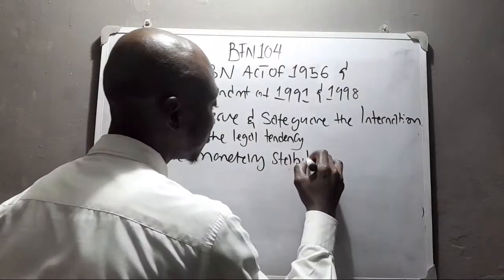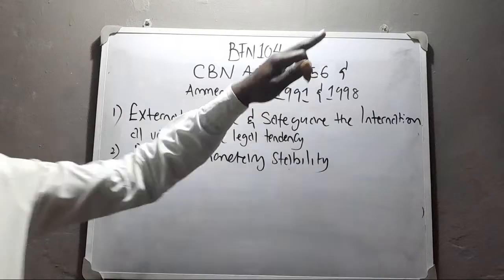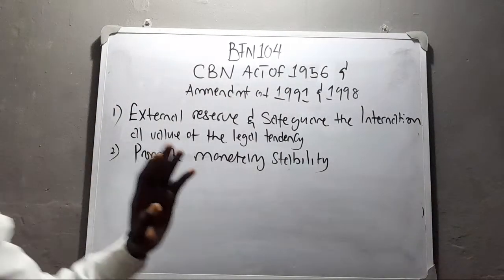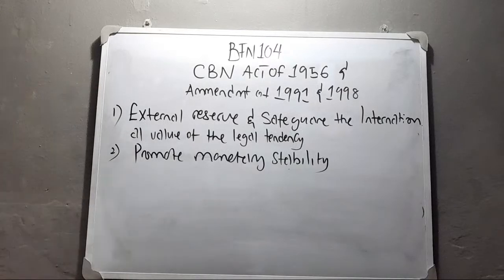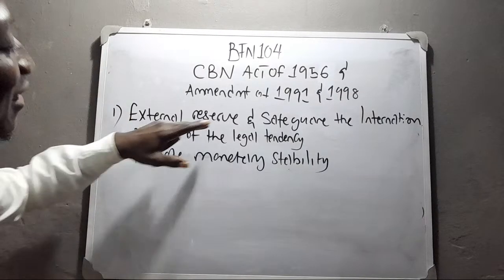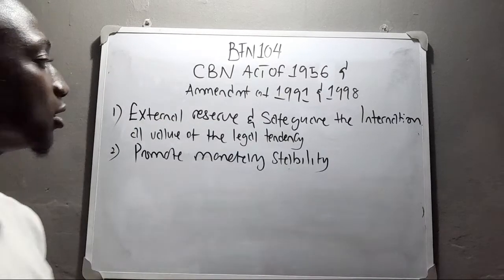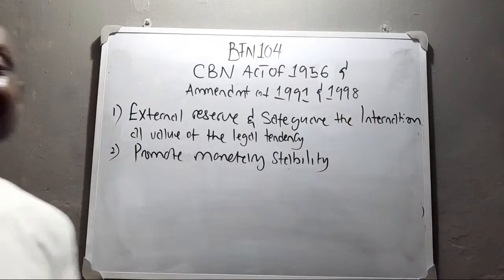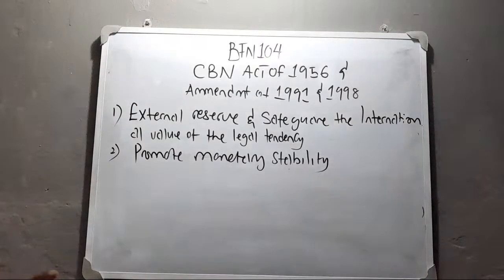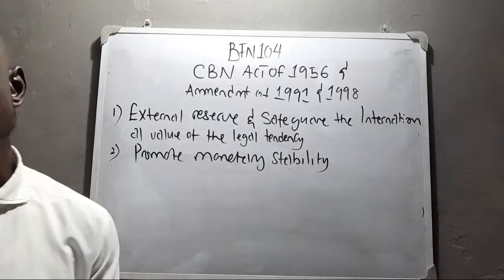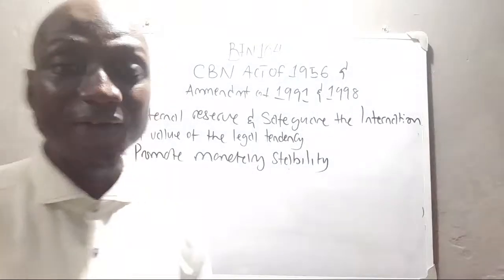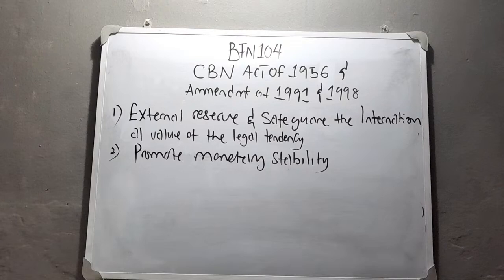Now, this is the CBN Act of 1956 and the amendments of 1991 and 1998, all put together. One, it is the responsibility of the CBN to maintain external reserve and safeguard the international value of the legal tender. It's quite unfortunate that our legal tender these days is losing value against the dollar. Now we have promote monetary stability. A few months ago we were having serious issues with cash circulation, but I think it's stable now.